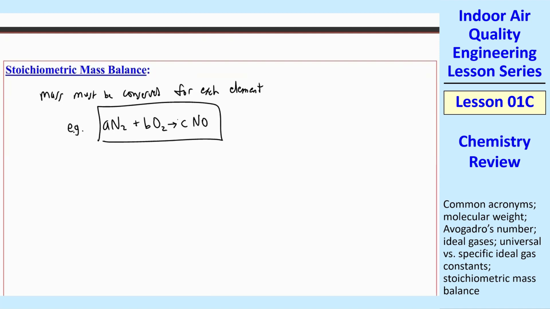By the way, NO is nitric oxide, compared to N2O, which is nitrous oxide, and nitrogen dioxide is NO2. We put those all together and call them NOx, where x is either 1 or 2, or the N sometimes is 1 or 2. All these A's, B's, and C's are called molar coefficients.